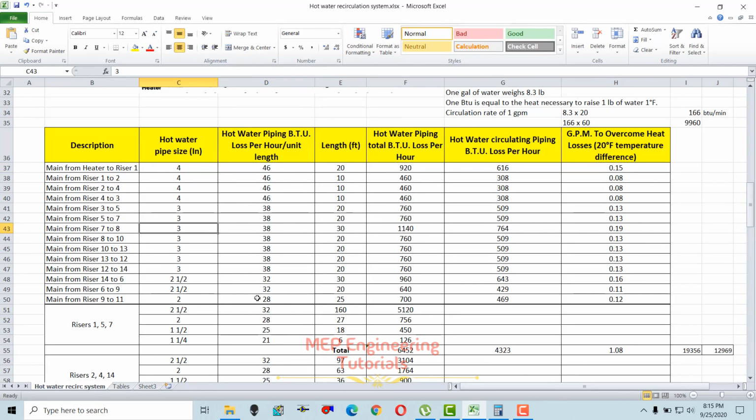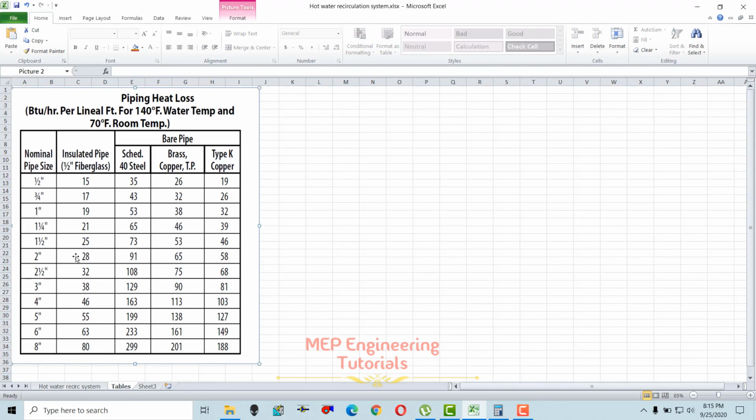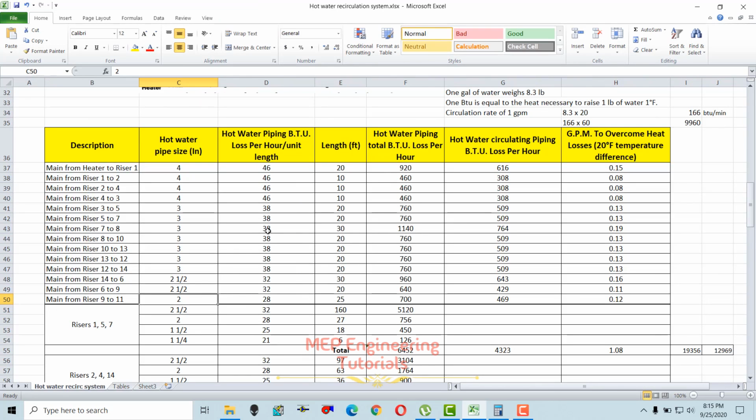In the same way you have to write one by one. Let's say 2 inches. How much is 2 inches? 28. So we have BTUs per hour, and we write 28 in here. Once this is done, you go to the next column, that is length.